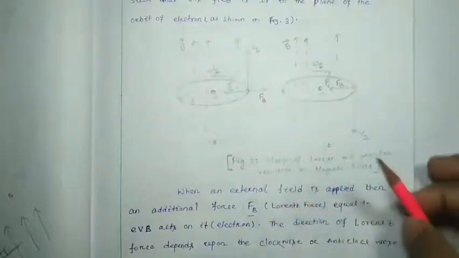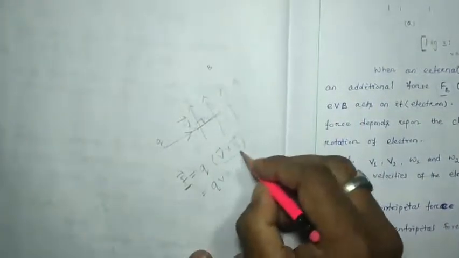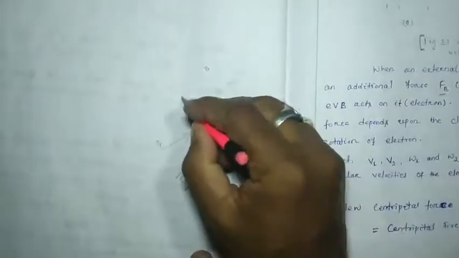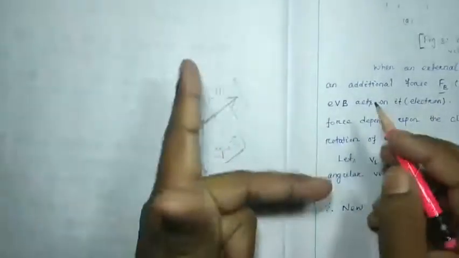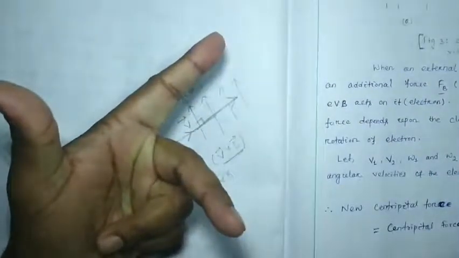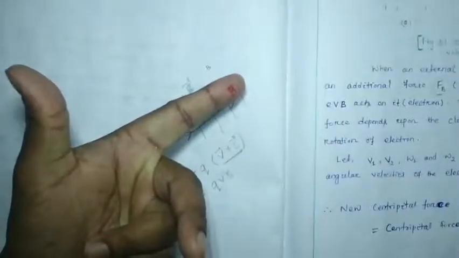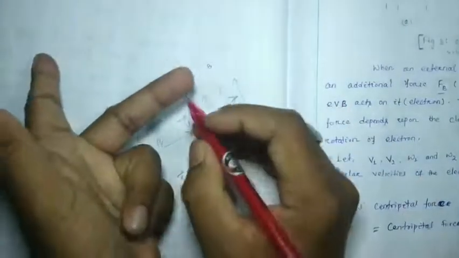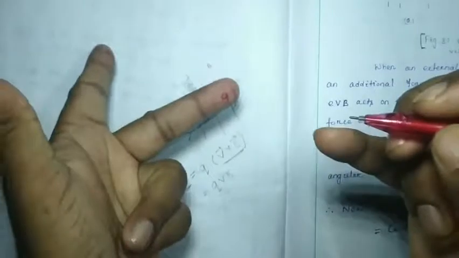In which direction, that we are going to find out. See, this is the force direction, that is V cross B. Suppose this is your B direction and this is your V direction. We know, applying the left hand thumb rule: the first finger represents your magnetic field, and this is your motion of the charge, and this will show you the force.